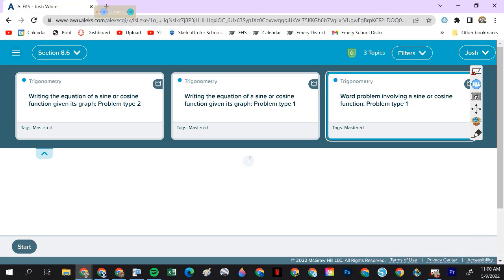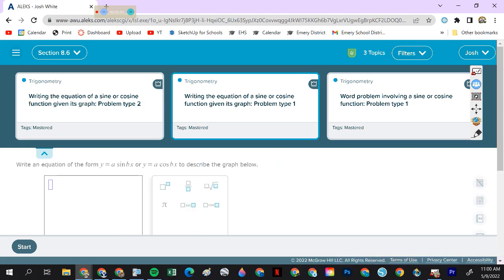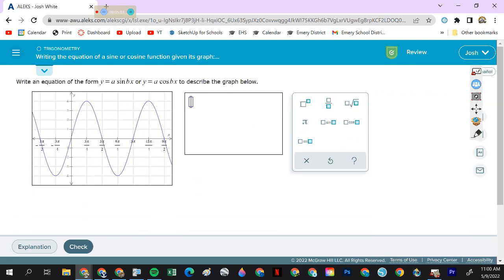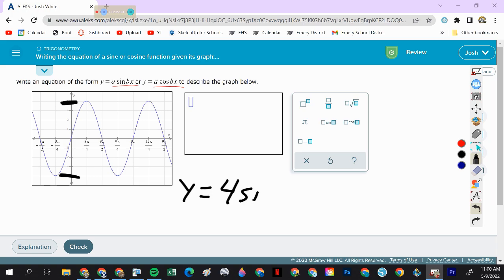Okay, let's do this one first. Is this a sine or a cosine graph? And the answer is either, right? But for these problems, we don't have any phase shifts. So for these problems, we're not shifting left or right at all. Okay, so this one is a sine graph, and the sine graph has an amplitude of 4. So it's going to be y equals 4 times the sine of, what is the period?